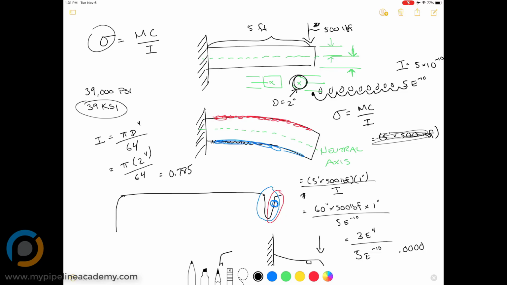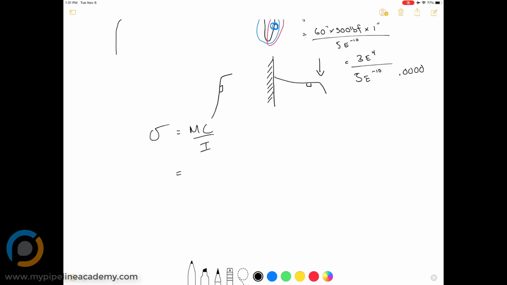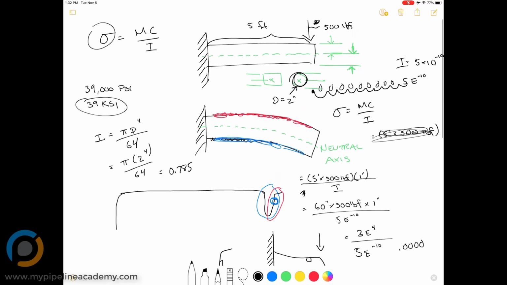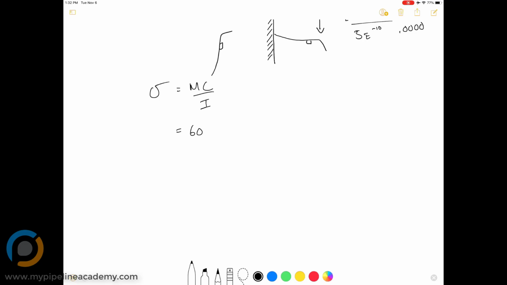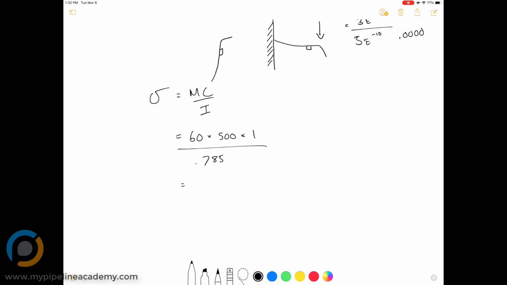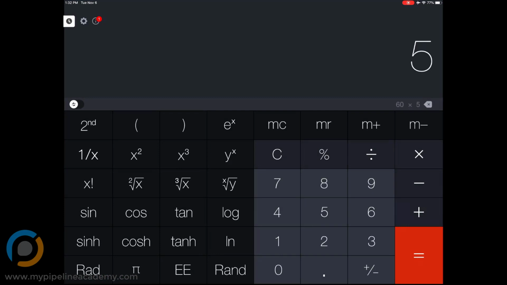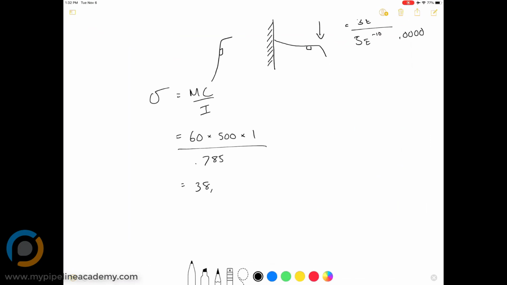So let's do this again then. We're going to scroll down a little bit. Sigma equals MC over I, which equals, we said, 5 feet times 500 pounds, but 5 feet is 60 inches. We're going to keep this in inches, so it equals 60 inches times 500 pounds times, we already determined that C is 1, divided by 0.785. Let's see what that equals. 60 times 500, divided by 0.785, equals 38,217, and that's going to be PSI.